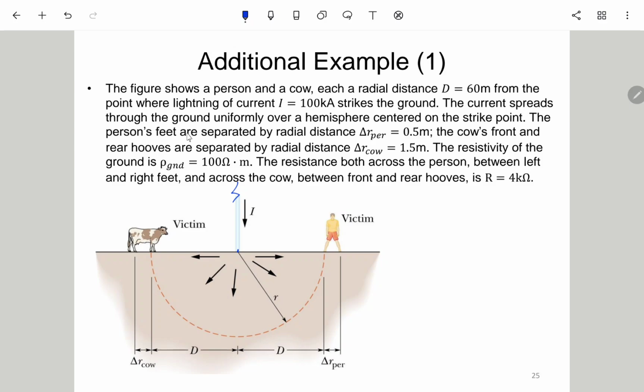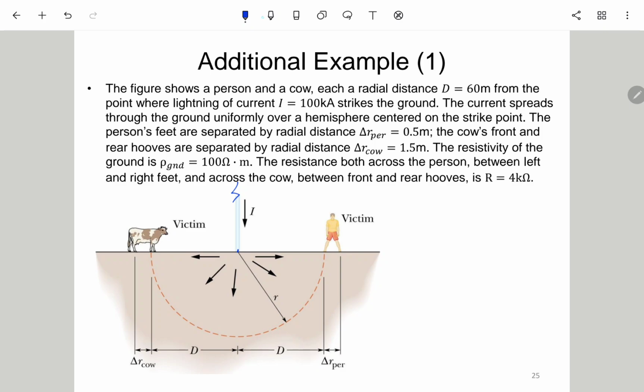The current spreads through the ground uniformly over a hemisphere centered on the strike point. The person's feet are separated by a radial distance delta R person, and the cow's front and rear hooves are separated by a radial distance delta R cow. The resistivity of the ground is rho ground equals 100 ohm meter. The resistance across the person between the left and right feet, and across the cow between front and rear hooves, is R equals 4 kilo ohm.